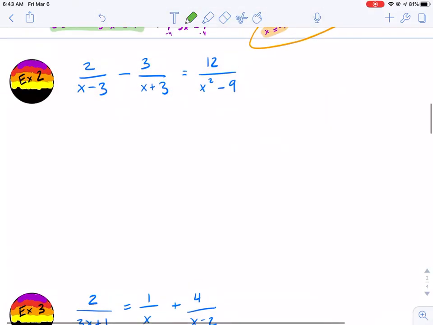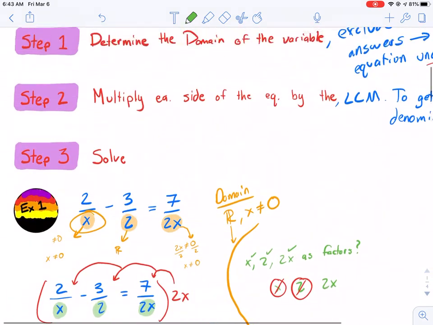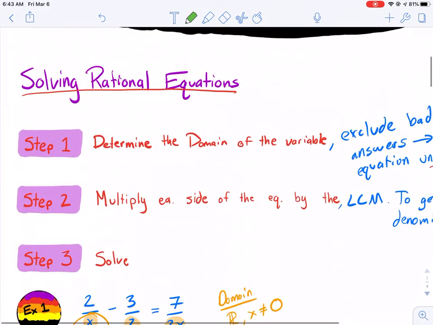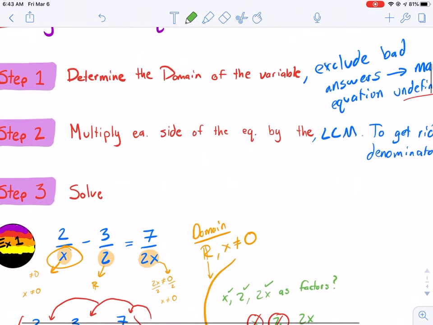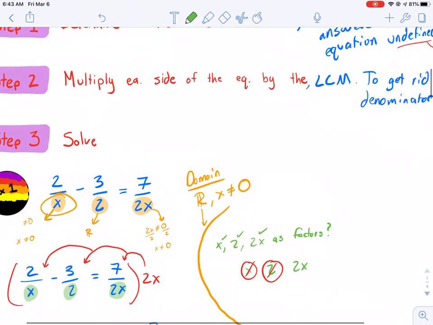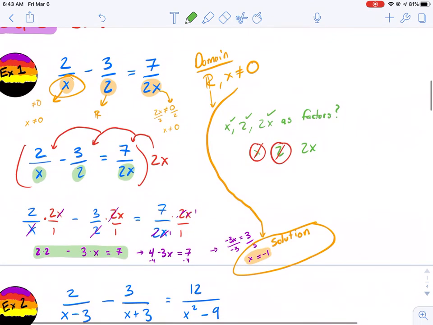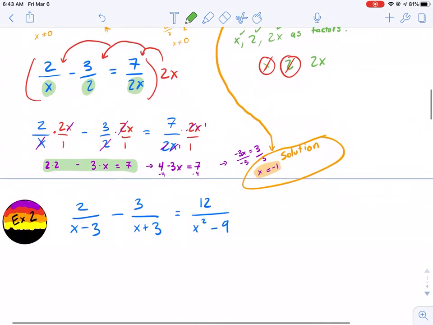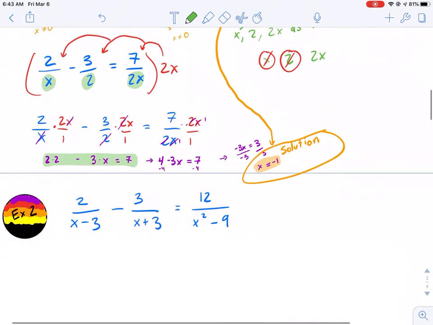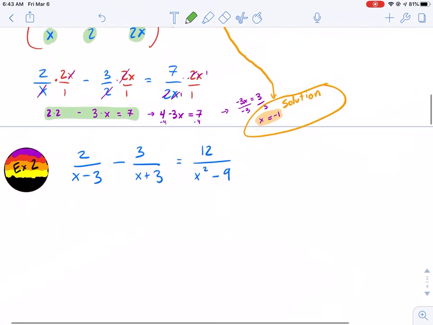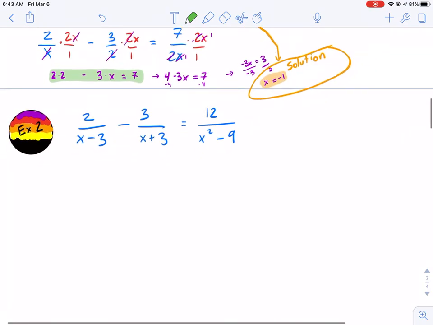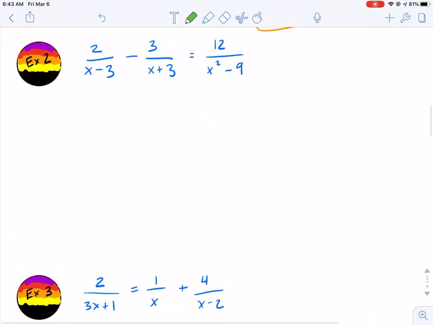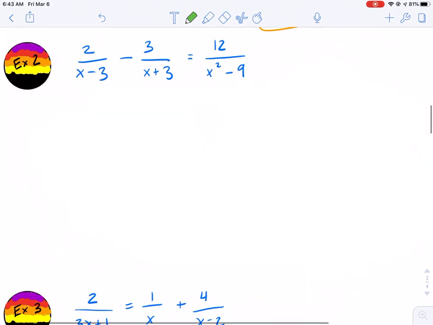Today we are going to do example 2 in terms of solving rational equations. We talked about the need to first find the domain of the variable, then multiply each side by the least common multiple, and then we solve. The domain is important to find because we're going to see if the answer that we find should be excluded. If we find that our solution for the variable makes the equation go undefined, then we can't accept that answer. Now, let's look at this equation.